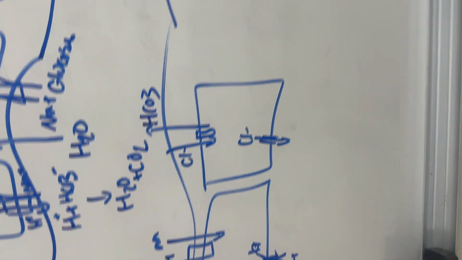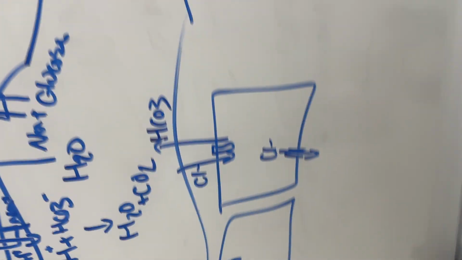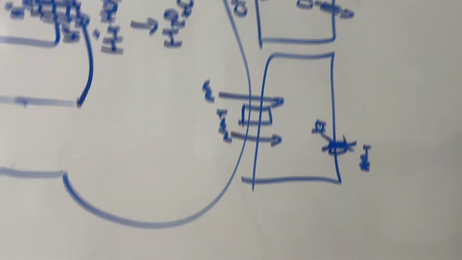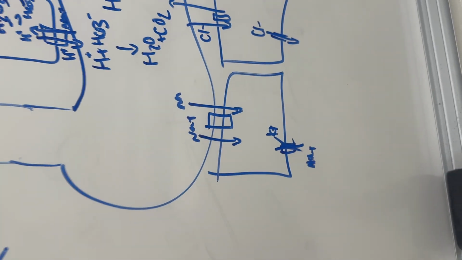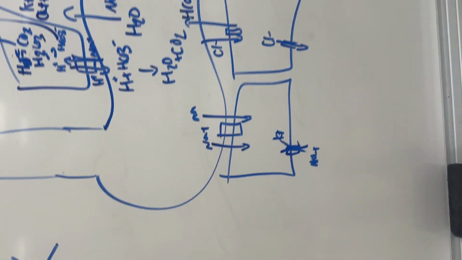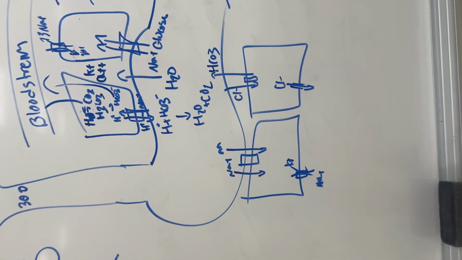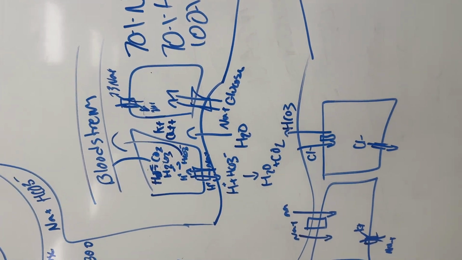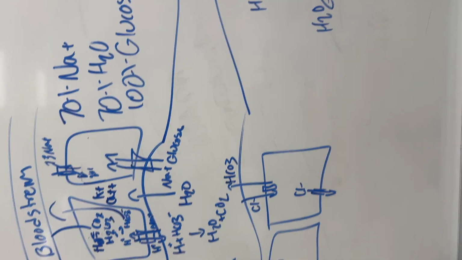So chloride is reabsorbed through antiport with bicarb. And then amino acids are reabsorbed through symport with sodium. Most of these are reabsorbed through symport with sodium there. That's why we have so much sodium and water being reabsorbed here in this part of the tubule.